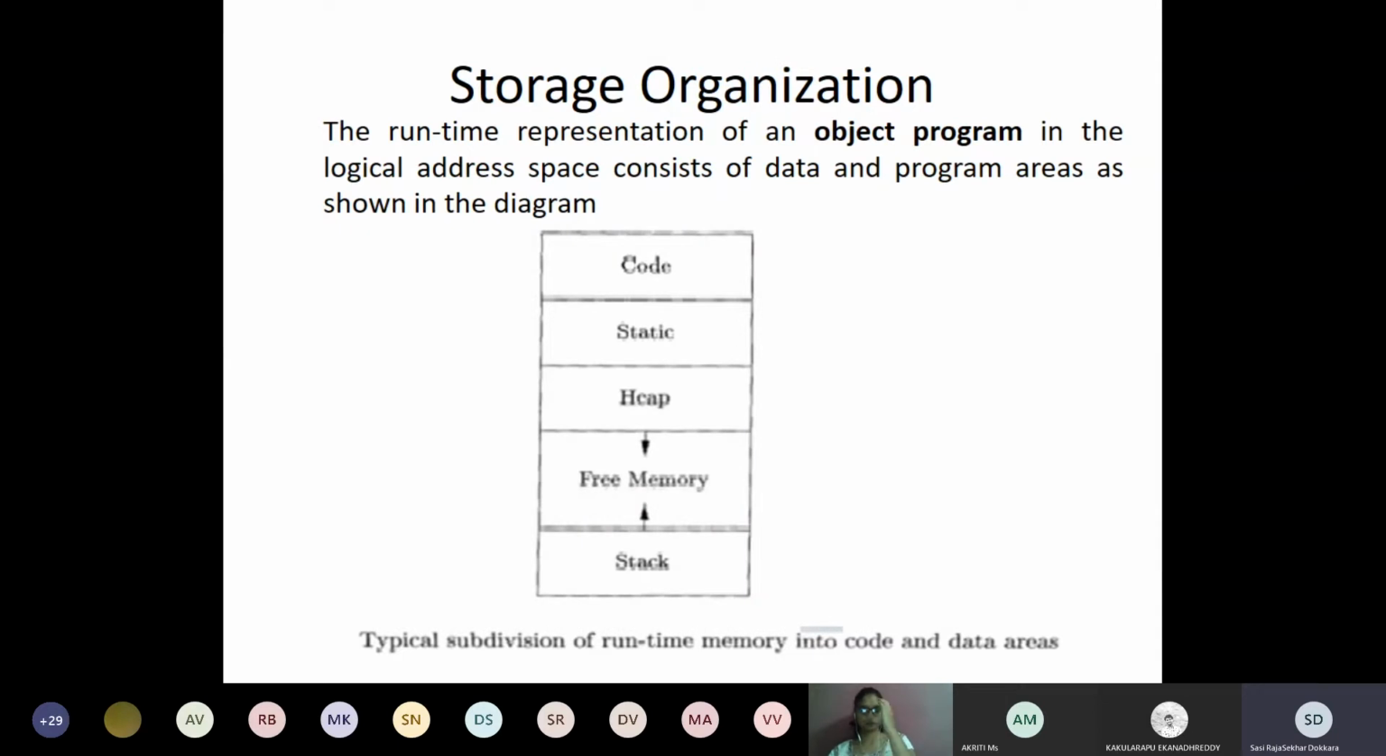Now we have an example of a runtime memory that is available for any given program. This is the runtime representation of an object program. By now, you all know what I mean by an object program. This object program in the logical address space consists of data and program areas that are shown here. The entire thing is divided into 4 different spaces: the code space, then the static space, then the heap, and then the stack. What are going to be the constituents of each of them? We are going to look at it now.